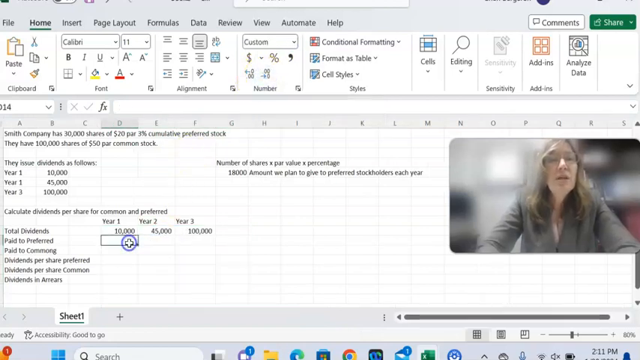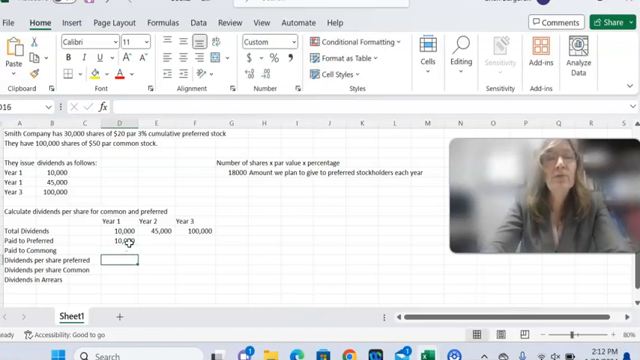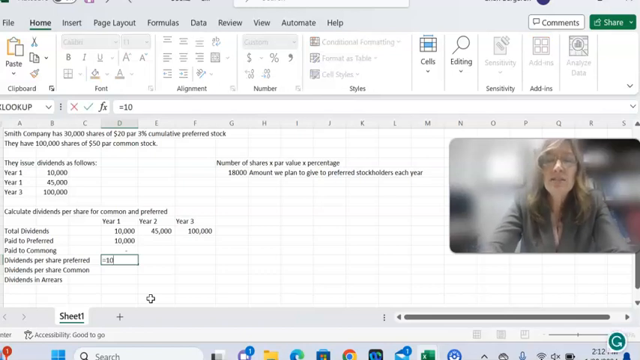Alright, so we know that we want to give preferred stockholders $18,000. We just calculated that number, but we can't because we're only giving out 10. So we're going to give the preferred all 10, and that leaves nothing left over for common. We can't give any to common. But the problem wants to know how much that is per share. So dividends per share for preferred, we're going to give them out $10,000. So we say equals $10,000.